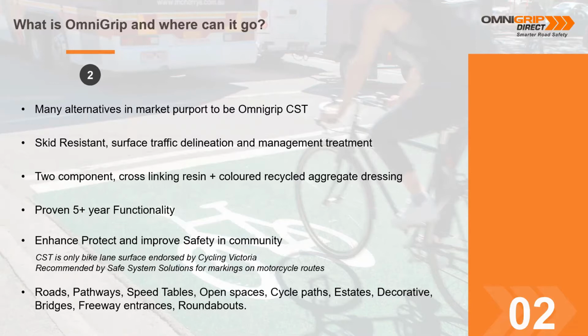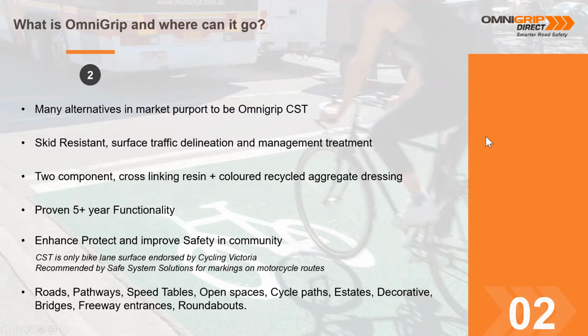Now, OmniGrip CST is a two-component cross-linking epoxy resin coupled with our coloured recycled glass aggregate dressing. Now, this embodies a skid-resistant surface traffic delineation and management treatment that is known as the OmniGrip system. So it encompasses a skid resistance value, which is referred to as SRV, of more than 55. Now, this number surpasses the current specification requirements and allows for the proven 5+ year functionality and performance, which is also a critical component of the specification. The product also holds a high polished stone value, which is referred to as PSV, and we'll elaborate on that function a little bit further on in the presentation.